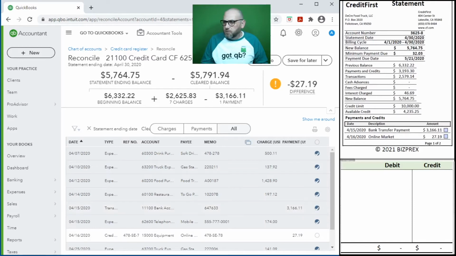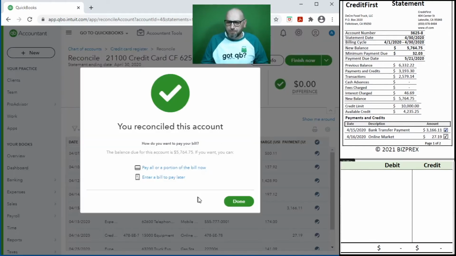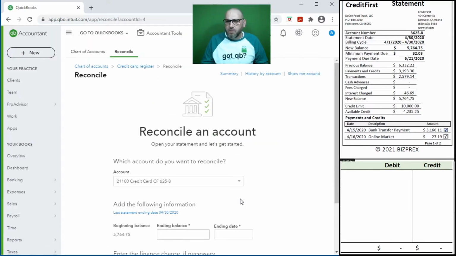Then we have our payment. And we have our refund. And voila, we're at zero. We did a good job, right? Even though we used this very cool new interface, we still completed reconciliation. All right, done.